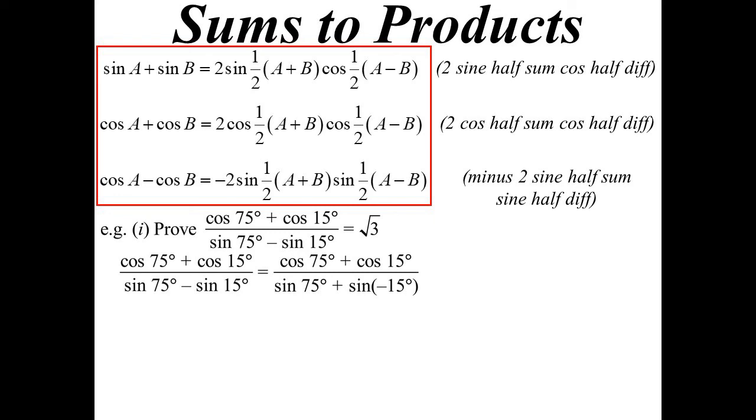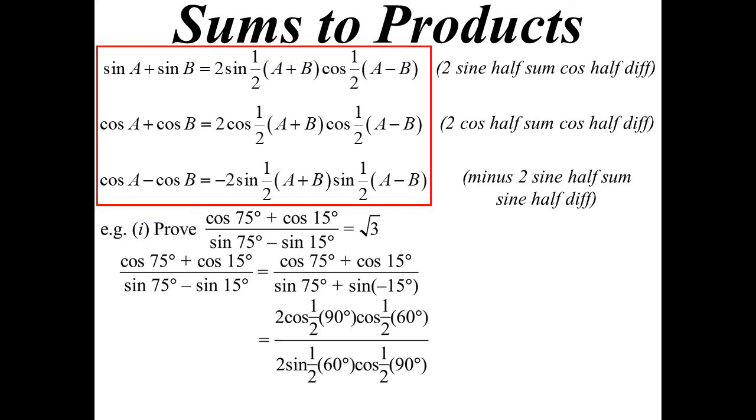Because sine's an odd function, I can make it plus. And that's why I don't need a formula for minus. I just make it plus. So it's now sine 75 plus sine negative 15. And that one will go 2 sine half sum cos half diff. Let's have a look at what we got. On the top, 2 cos half 90, cos half 60 over 2 sine half 60 cos half 90.